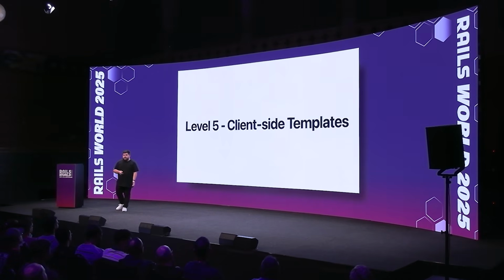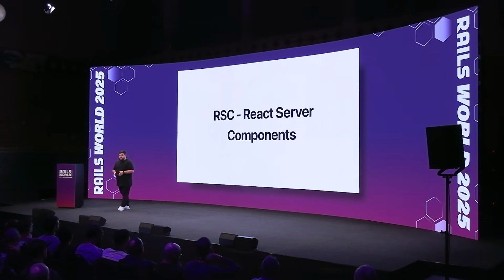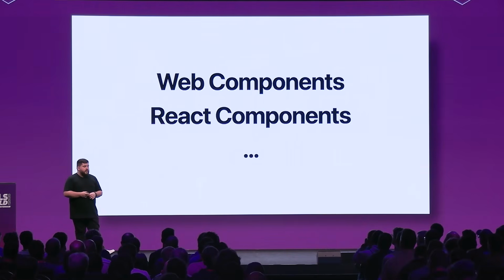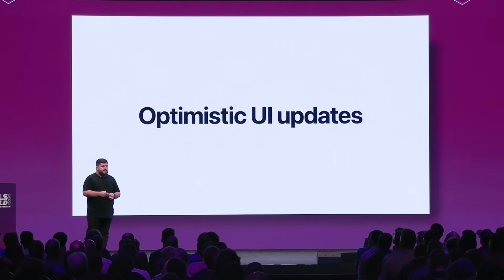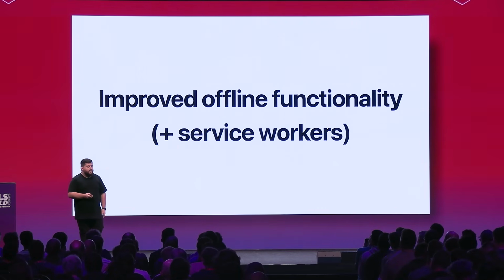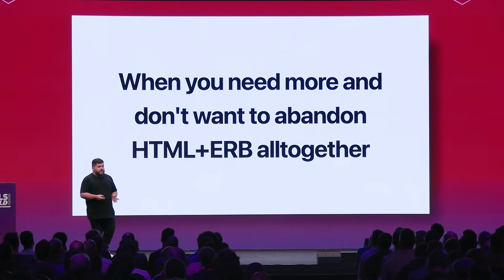If you limit the ERB you're using in your views, we might be able to do something similar to what React does by bringing client components to the server side. We can do it the other way around and bring some ERB components to the client side, maybe by transpiling them to web components, React components, or something similar. This should help with optimistic UI updates and might also improve offline functionality, which we also heard about from Rosa today. The final step would be to see if we can integrate external components from third-party packages, if we don't want to abandon HTML altogether.